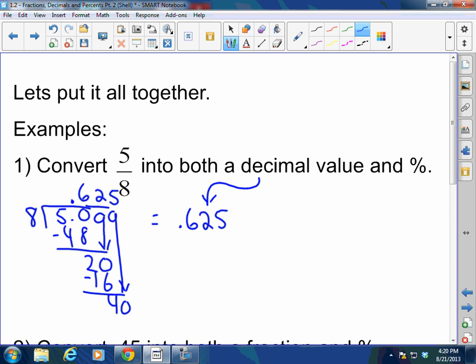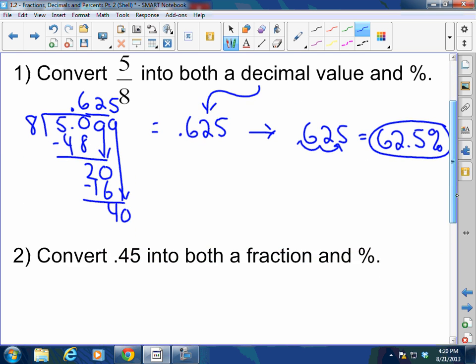Now I want to make it a percent. So I've got 0.625. I'm going decimal to percent. So I'm going to go 1, 2 to the right, which will be 62.5%.